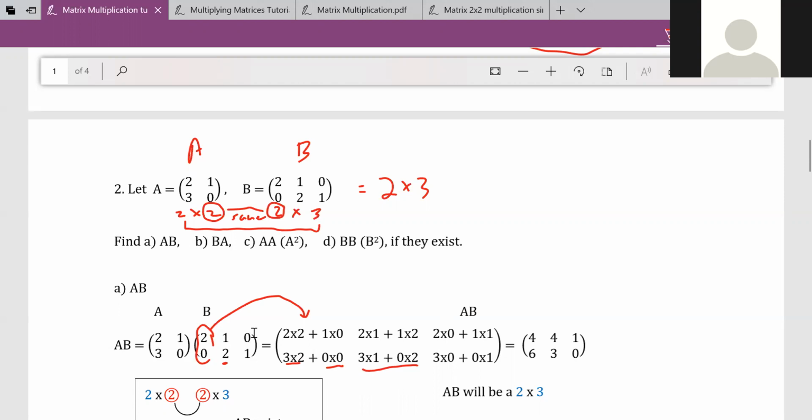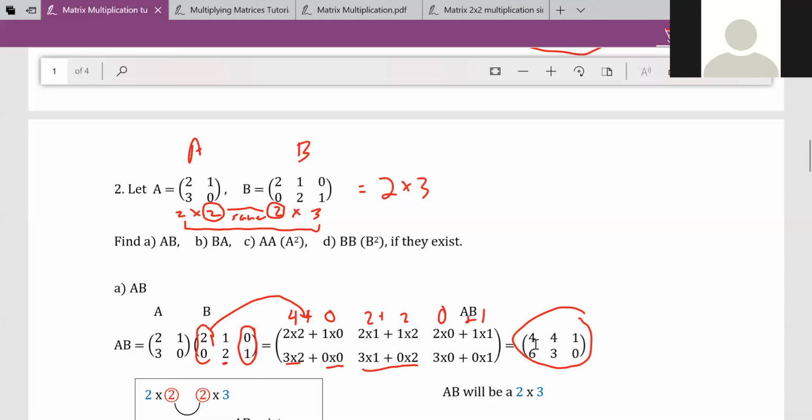And then finally, this last column right here, you have to multiply. So I'm going to do 3 times 0 and 0 times 1. Then you simplify this to get your matrix. So I have 2 times 2 is 4, 1 times 0 is 0. I have 2 times 1 is 2, 1 times 2 is 2. These are being added. Then I have 2 times 0 is 0, and 1 times 1 is 1.